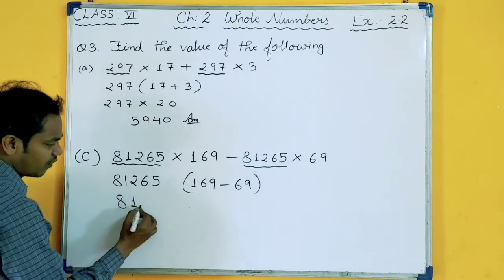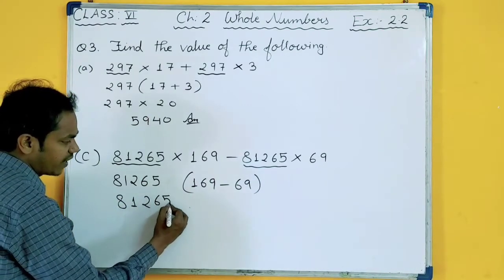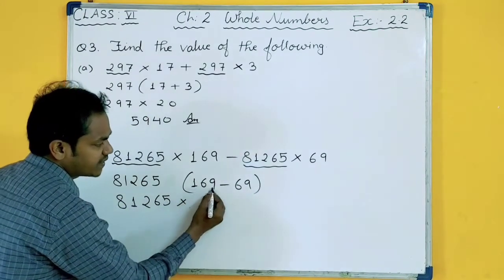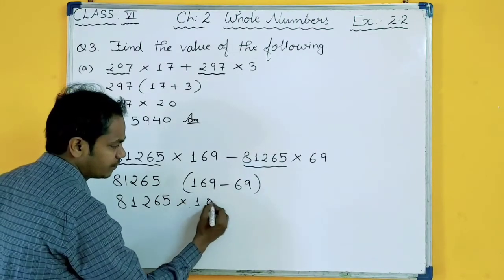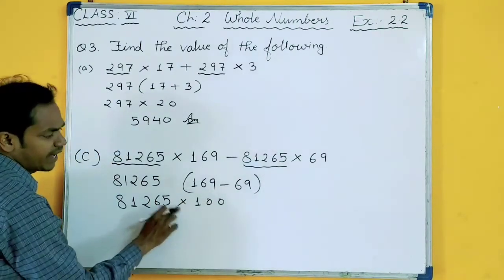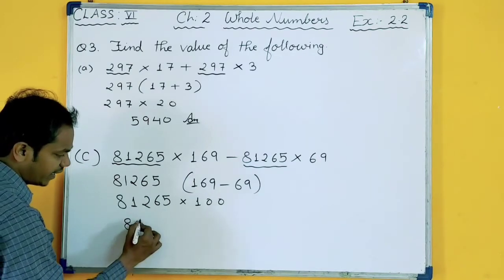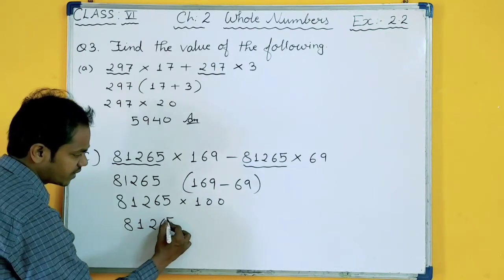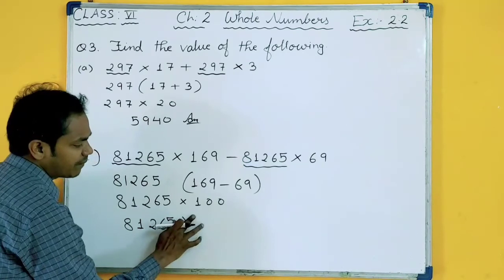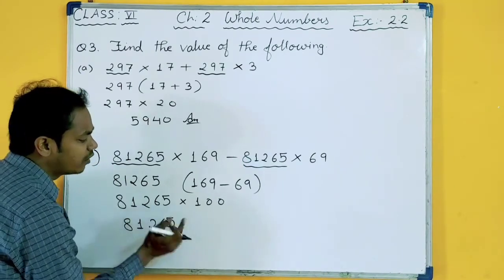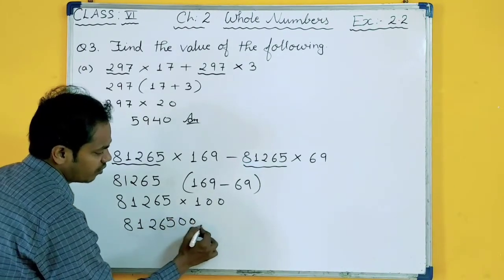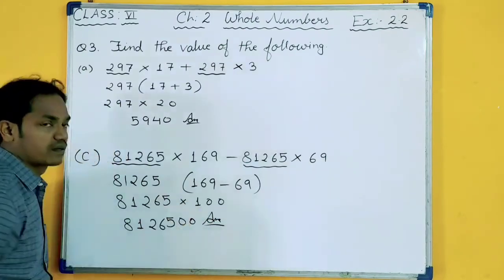Now 81265 multiplied by 169 minus 69, that is 100. And it is very easy to multiply any value by 100. 81265 multiplied by 100, you only have to add two zeros. So this is your answer.